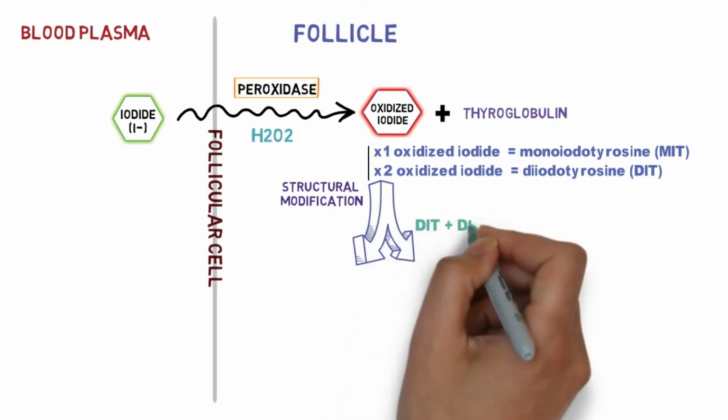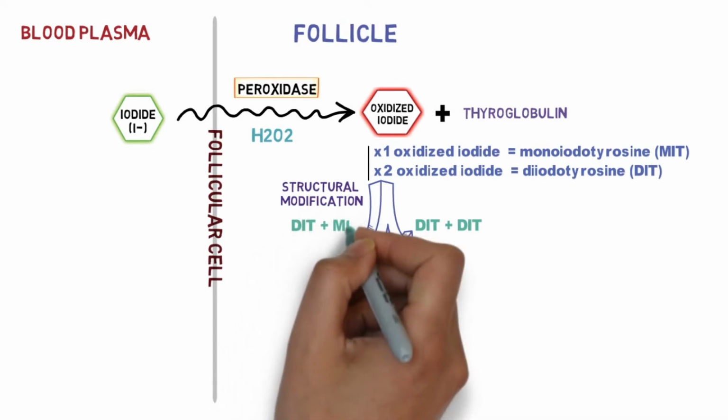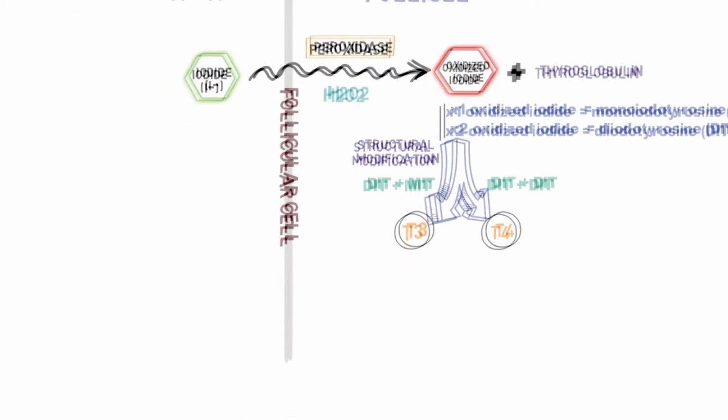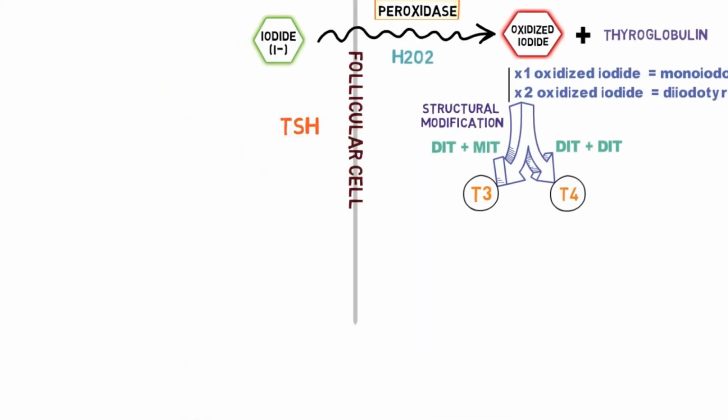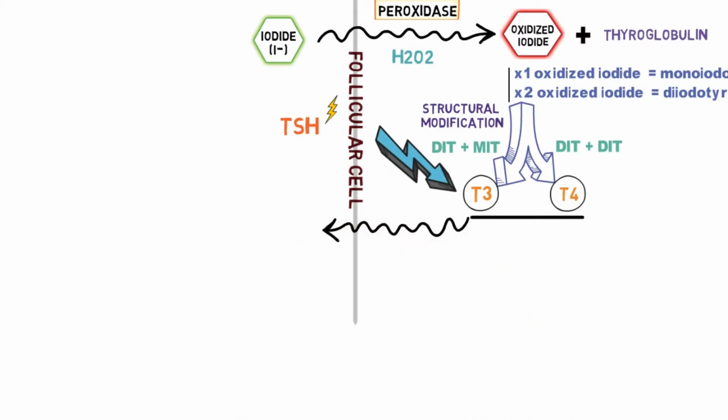When two DIT molecules are appropriately modified, they are ready to be coupled, giving a molecule of tetraiodothyronine, or thyroxine, abbreviated T4. And the combination of one MIT with one DIT forms triiodothyronine, abbreviated T3. Upon stimulation by TSH, receptors on thyroid follicular cells induce cellular uptake of a small volume of colloid, which then hydrolyzes T3 and T4 from thyroglobulin to secrete the free hormones into the blood.